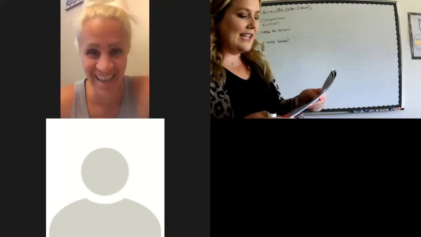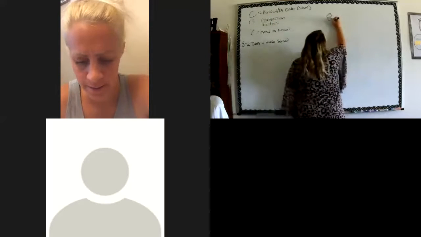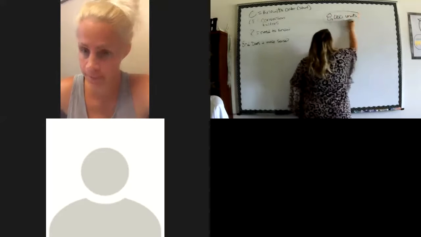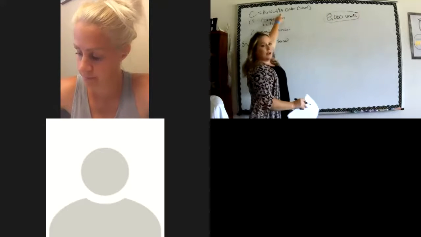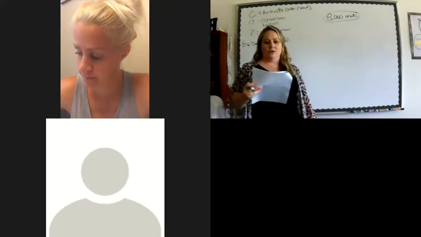Okay, so it says that they need to give 8,000 units. So that's what we know. 8,000 units is what I know. I'm going to circle that. It's what the doctor ordered. It's what I'm going to start with when I do my problem. I need to administer 8,000 units.